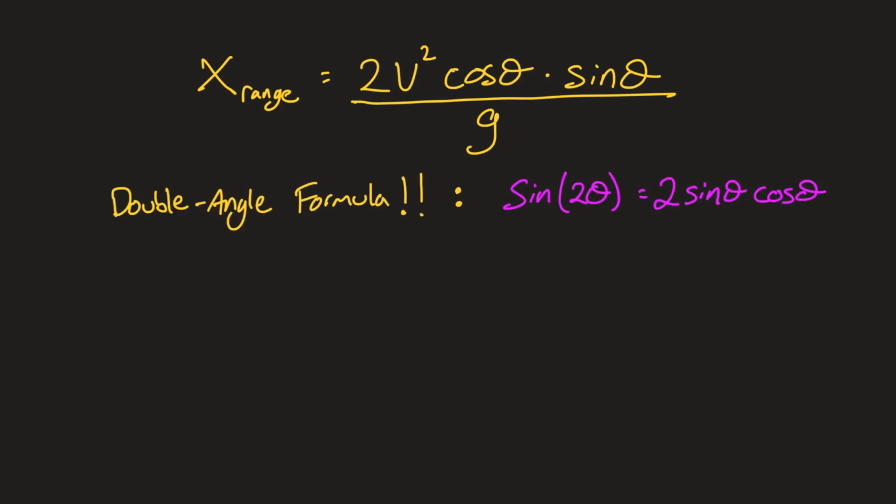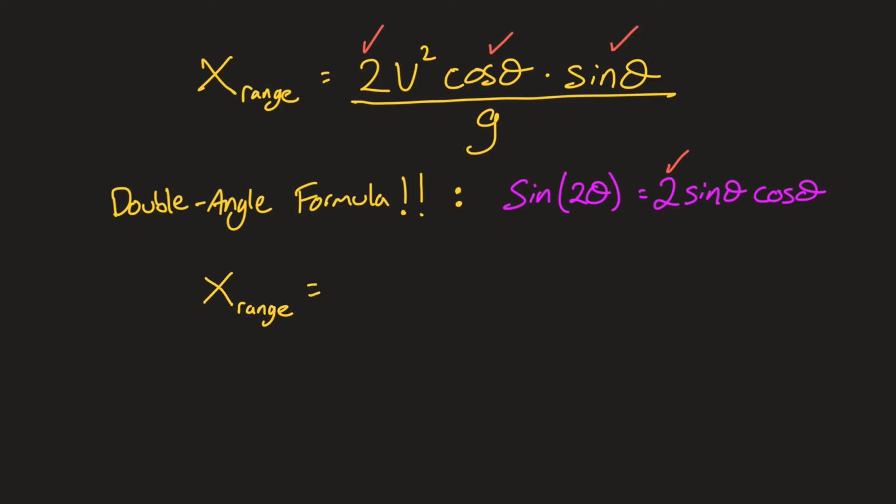Here we have it. It's the double angle formula. There are multiple double angle formulas, but this is the one we'll use. Sine of 2 times theta is the same thing as 2 times sine of theta times cosine of theta. So we've got our 2 right over there, sine of theta there, and our cosine of theta there. So we can now rewrite our horizontal range formula. You often find this one when you look it up in a book or something.